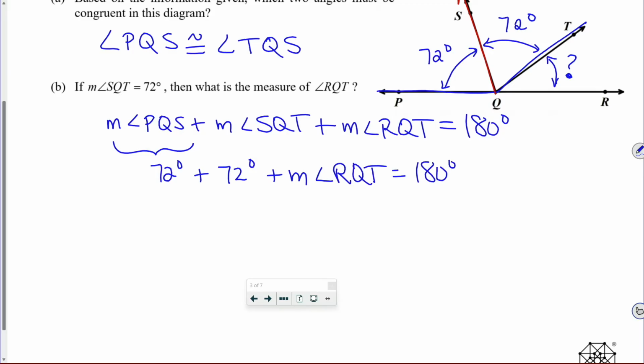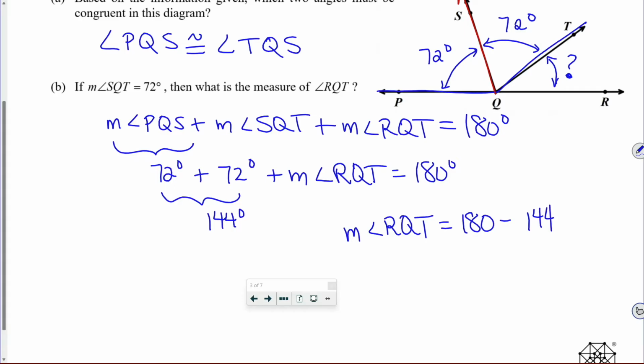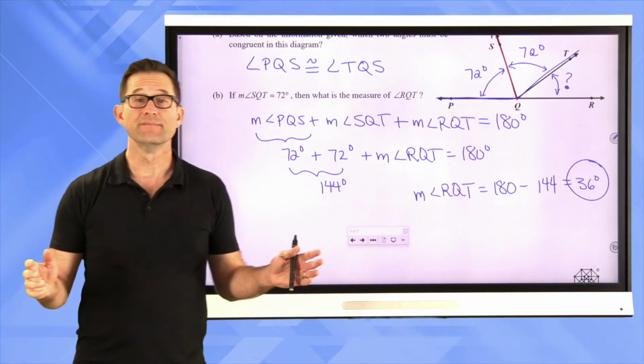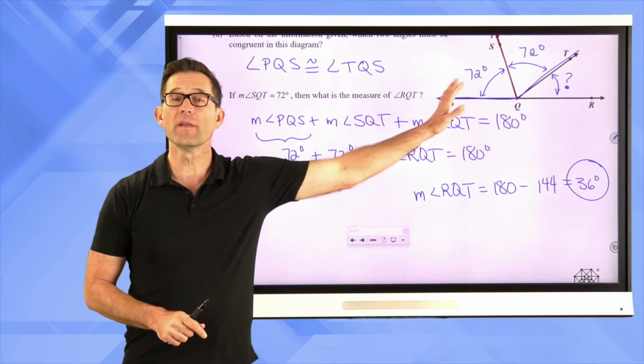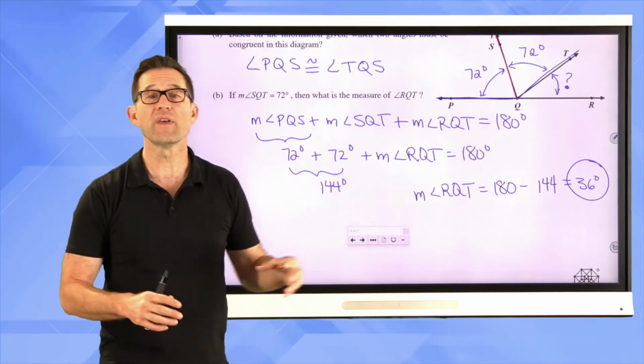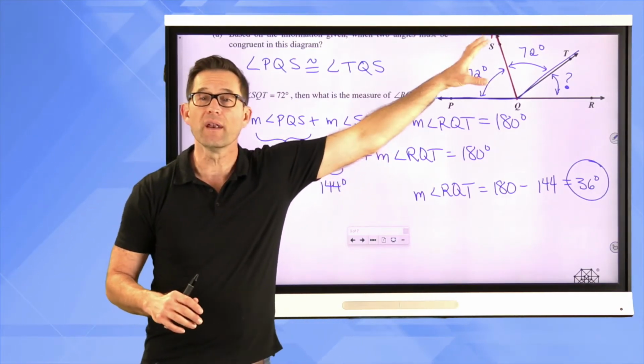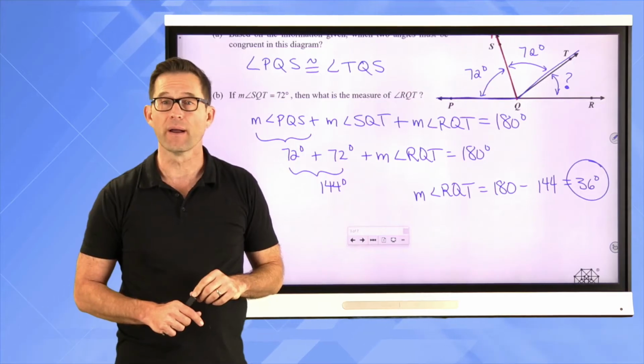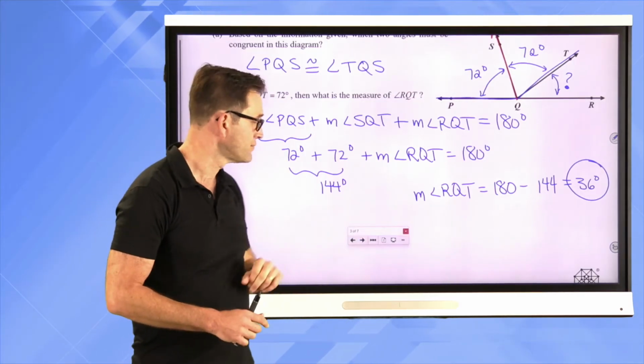All right, so it's simple enough, right? I add these together, that's 144 degrees, and that means the measure of angle RQT is going to be 180 minus 144, and that's going to be 36 degrees. And that's it, right? This is what I would call a fill in the angle problem, right? Using things that you know to fill in a variety of angles on the diagram. Okay, let's keep going.